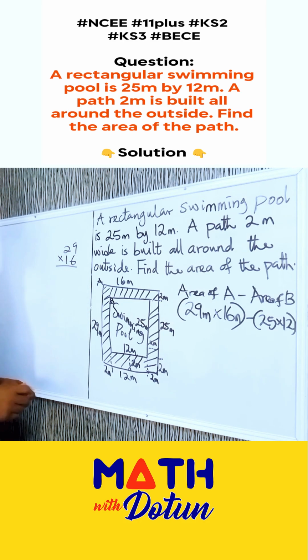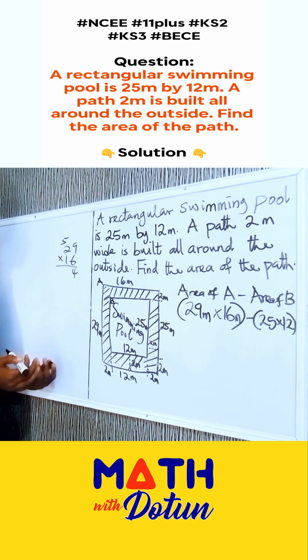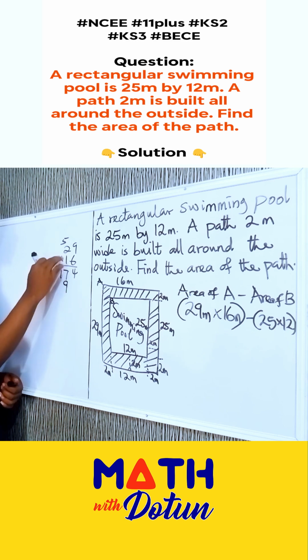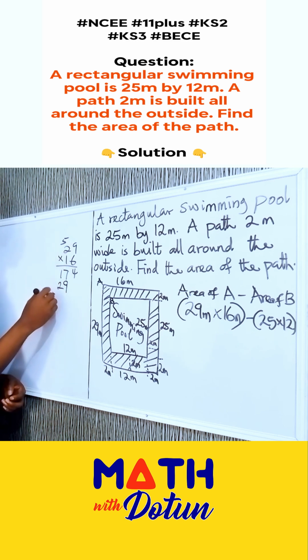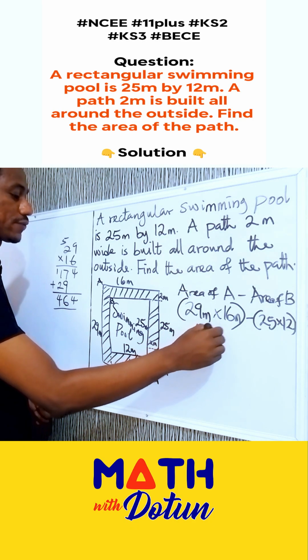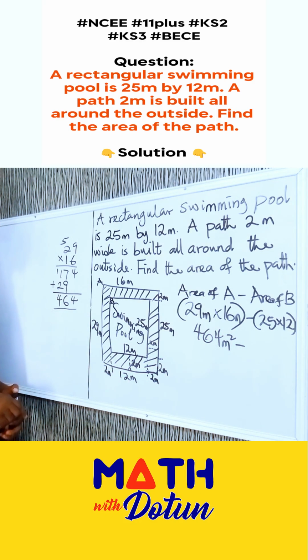So 6 times 9 is 54. Write 4, carry 5. 6 times 2 is 12, 12 plus 5 is 17. Then 1 times 9 is 9, 1 times 2 is 2. So we have 4, then 7 plus 9 is 16, write 6 carry 1, and then 1 plus 1 plus 2 is 4. So that's 464 meters squared. That is the area of A.